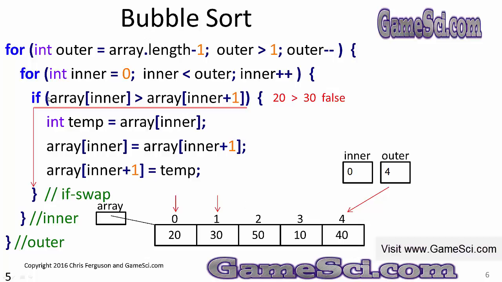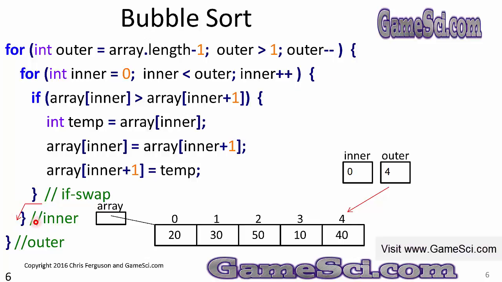As a false statement, it is going to take this path and skip the swap. Those two numbers are in order. Leave them alone. And that's good. Bubble sort likes it when it leaves the number alone. After the if statement, we'll hit the end of this inner loop. Notice how I put a comment in there to say this is the inner loop. That's the inner loop right there, controlled by the variable inner. We hit the end of the inner loop.